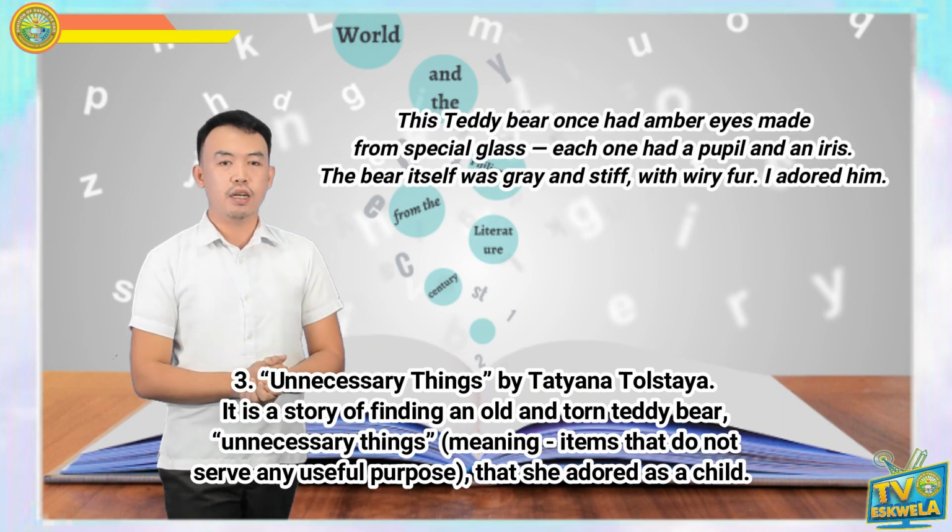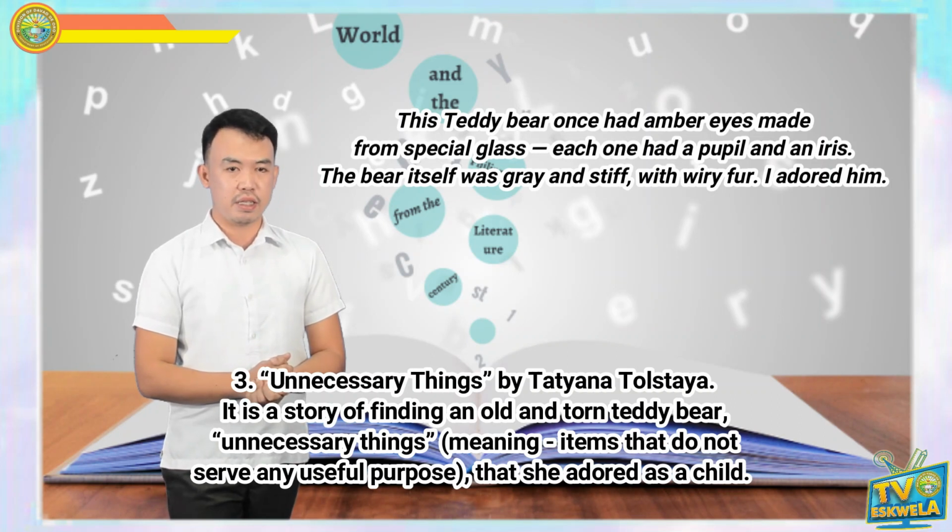This teddy bear once had amber eyes made from special glass. Each one had a pupil and an iris. The bear itself was gray and stiff, with wiry fur.